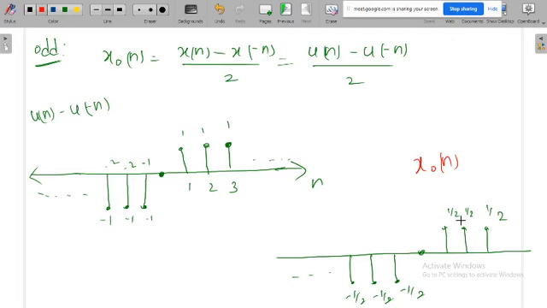Again you just finally verify: if you add the even component of the signal and also the odd component of the signal, you just verify whether you are getting u of n or not. Finally, you are getting u of n or not. Okay, so next problem.